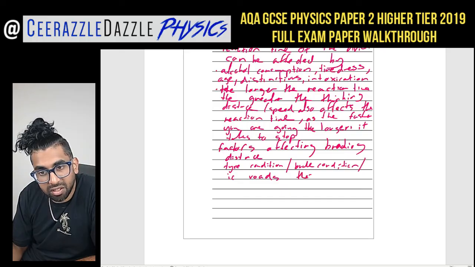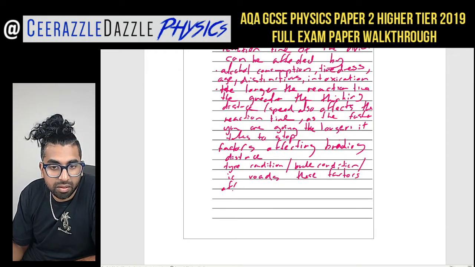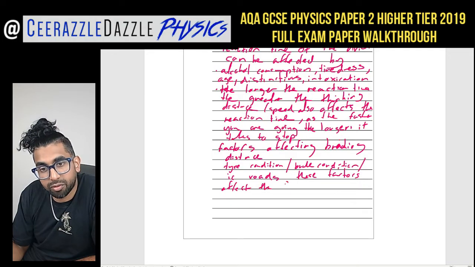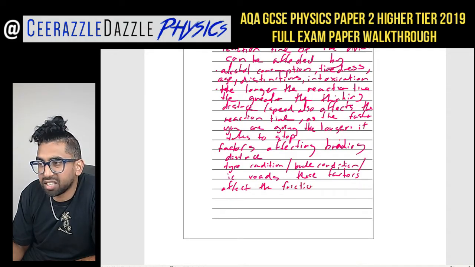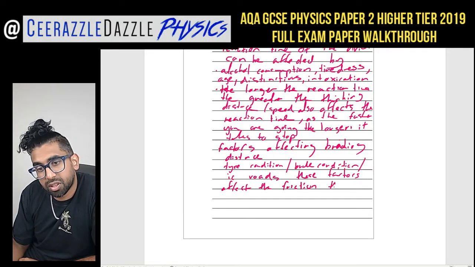So these factors affect the friction. And obviously the lower the friction, the further the car will travel.